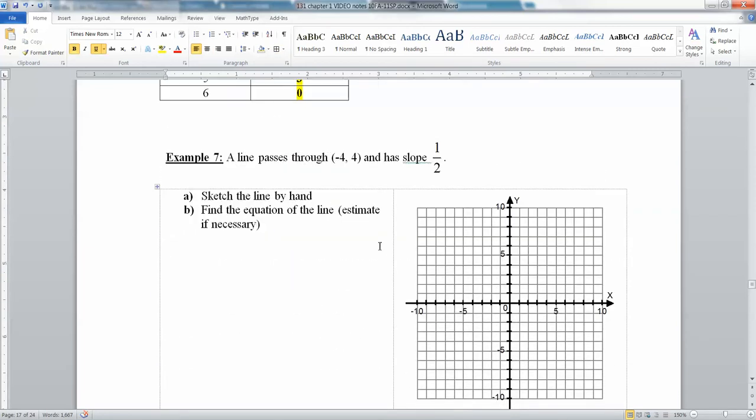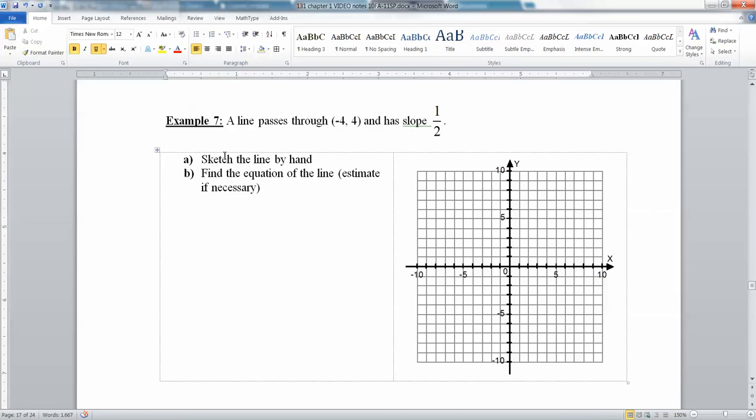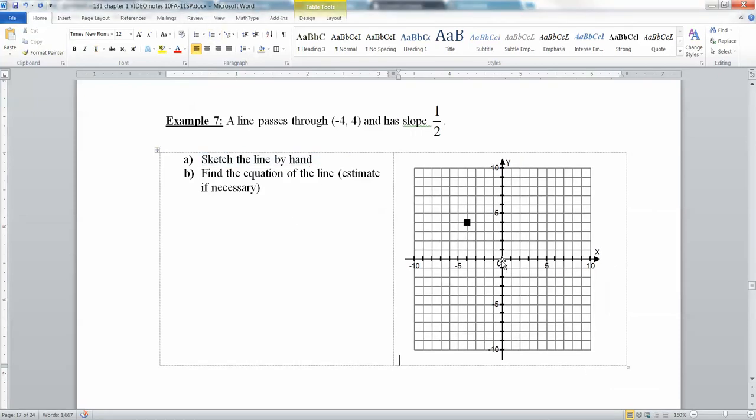All right, last but not least, we've got to find the equation, sketch the line and find it by hand. Okay, so what you do is you graph negative 4, 4, put it right there at negative 4, 4, and now you use the slope, up 1 over 2, put a dot, up 1 over 2, put a dot, and work your way along the graph that way. Like so, fill them all in, then connect the dots with a line, boom. And now you can see the y-intercept is 6, so you know that the equation must be y equals 1/2 x, because that's the slope, plus 6. And you're all done.